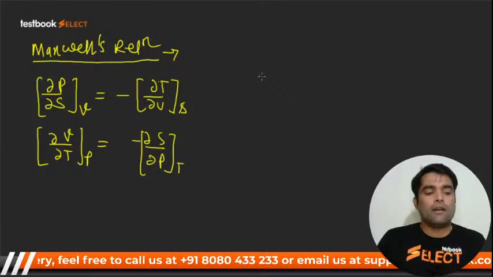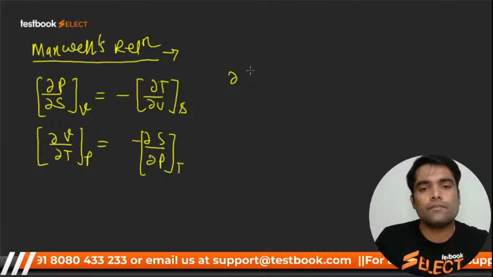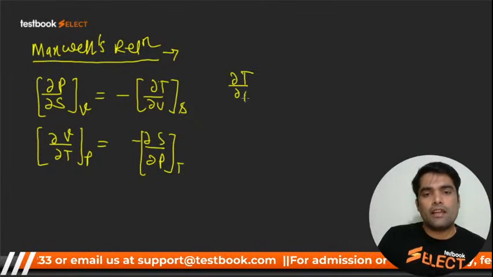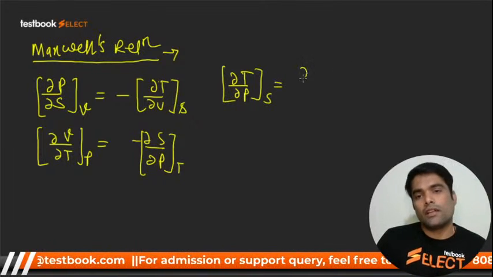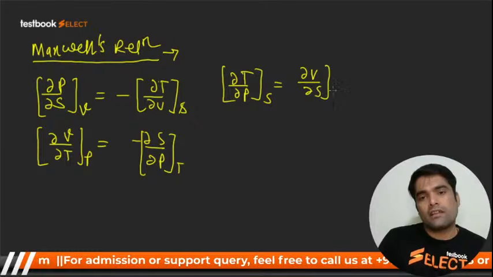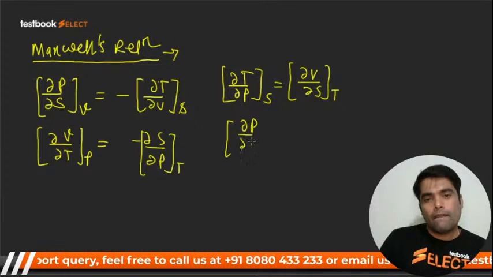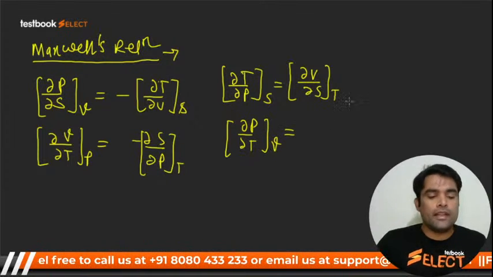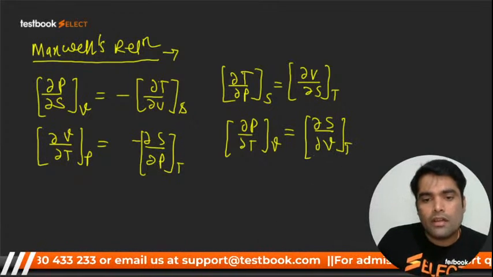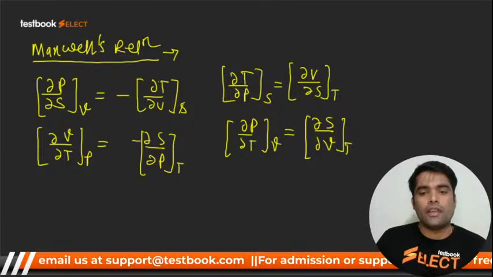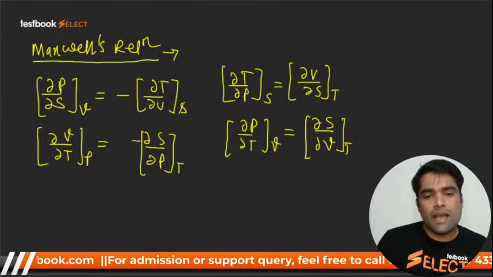Right? And we have del T by del P at constant entropy is equal to what? That is del V by del S at constant pressure. We have del P by del T at constant volume is equal to what, my dear? Del S by del V at constant temperature. Right? I hope you got it. Here we go for next. These are what, my dear? Maxwell relations.